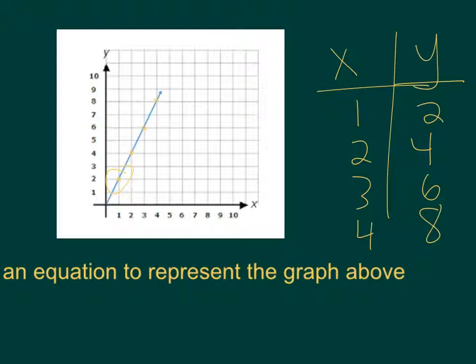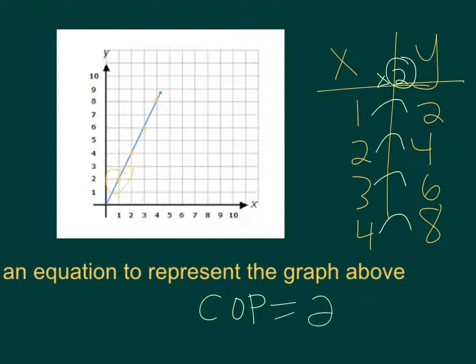Again, how we would determine that constant is, how do we go from 1 to 2, 2 to 4, 3 to 6, and 4 to 8? What do all of those have in common? Well, they are all going up by 2. So I know that my constant of proportionality is 2. I'm just going to write that. COP, constant of proportionality, equals 2.